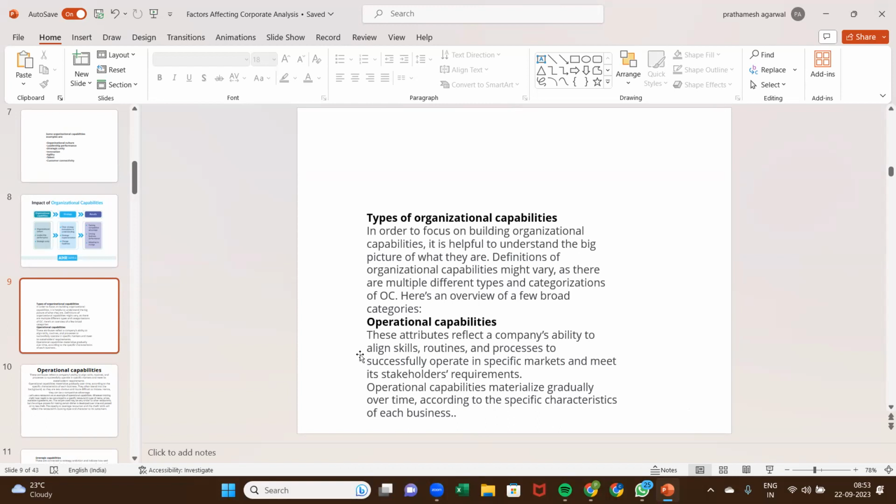Then operational capabilities. These attributes reflect a company's ability to align skills, routines, and processes to successfully operate in specific markets and meet its stakeholders' requirements. Operational capabilities materialize gradually over time according to the specific characteristics of each business.